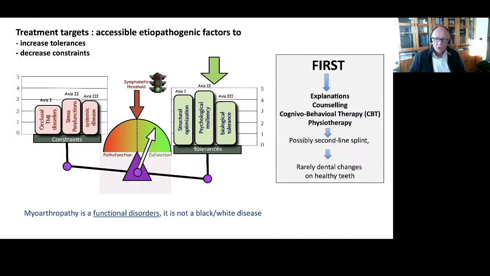It is the reason why the first treatment is a treatment type A: non-invasive explanation, counseling, cognitive-behavioral therapy, and physiotherapy. Possibly the second line of treatment could be splint. Splint is indicated in first intention only in acute phase.